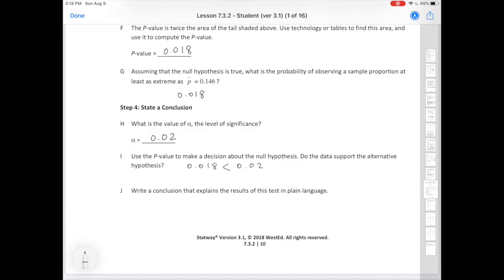So we reject the null hypothesis and support the alternative hypothesis.